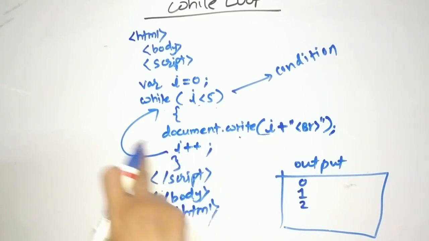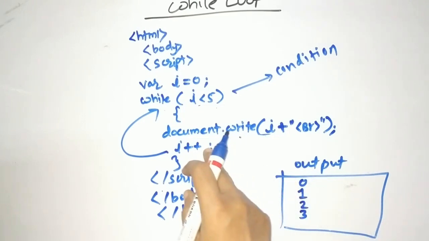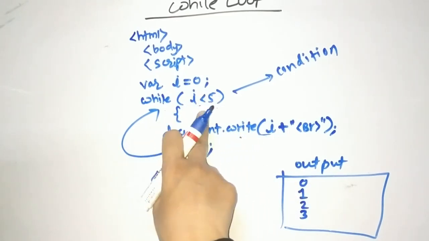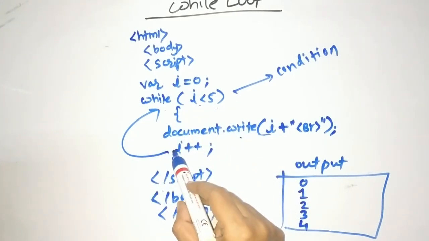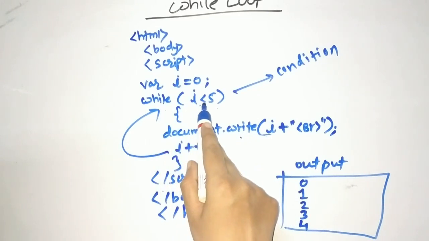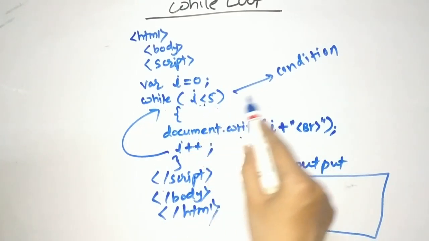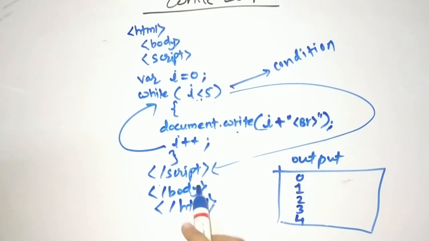Again, 3 is less than 5, yes. It will print 3. Then 3 plus plus is 4. So 4 is less than 5, yes. It will print 4. Now 4 plus plus means 4 plus 1 is 5. 5 is less than 5, false. So as the condition becomes false, it directly comes out, and it will come here to the script language, body and HTML, which means this is the final output.